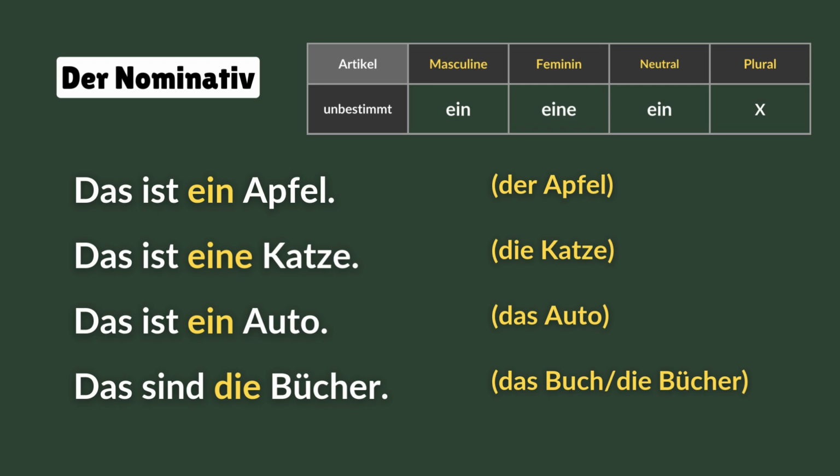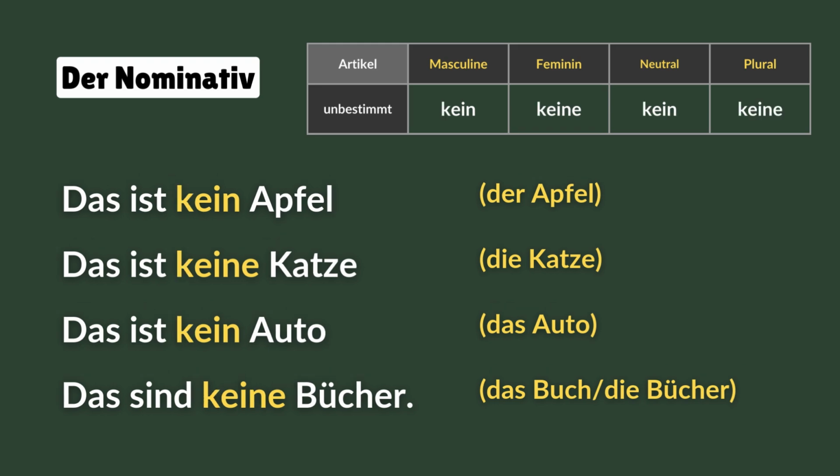Those are the books. And the negation examples. Das ist kein Apfel. That is not an apple. Das ist keine Katze. That is not a cat. Das ist kein Auto. That is not a car. Das sind keine Bücher. Those are not books. And that's how we use the articles.